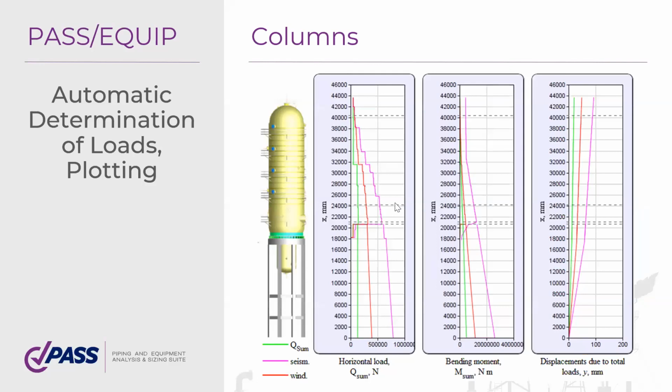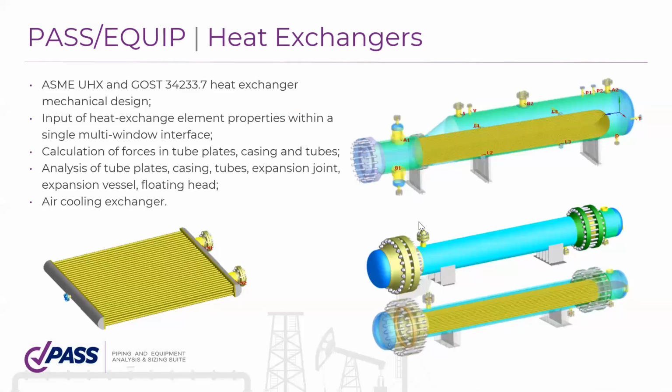And this is how part of a report for a column looks. You see the diagrams with all horizontal loads, bending moments, displacement, and you can see how constructions like some platforms or plates influence these diagrams. All loads are calculated automatically, of course.